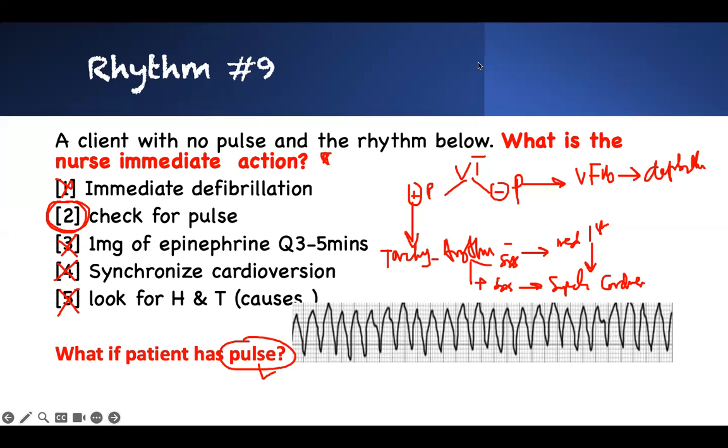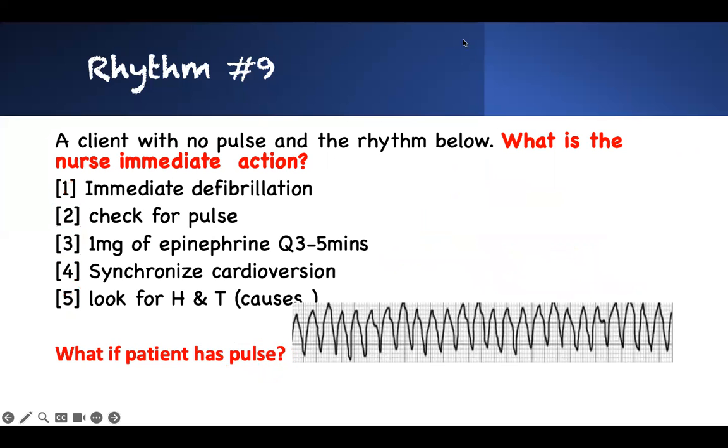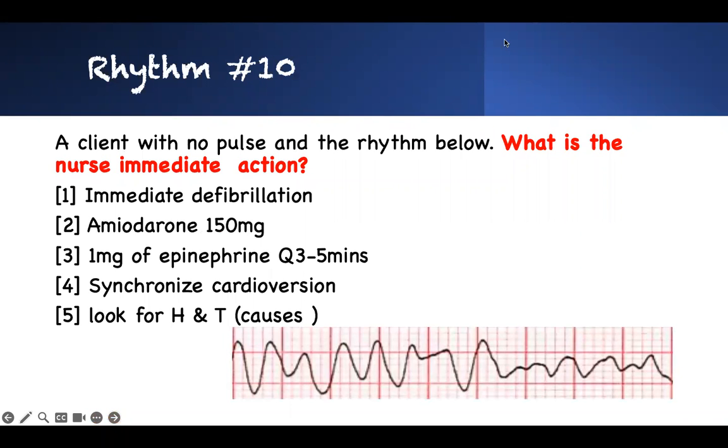Okay? So that's number 9 rhythm, ventricular tachycardia, with all the causes and the management strategy. You can watch this multiple times. That's what it's designed for, so you can go through it.